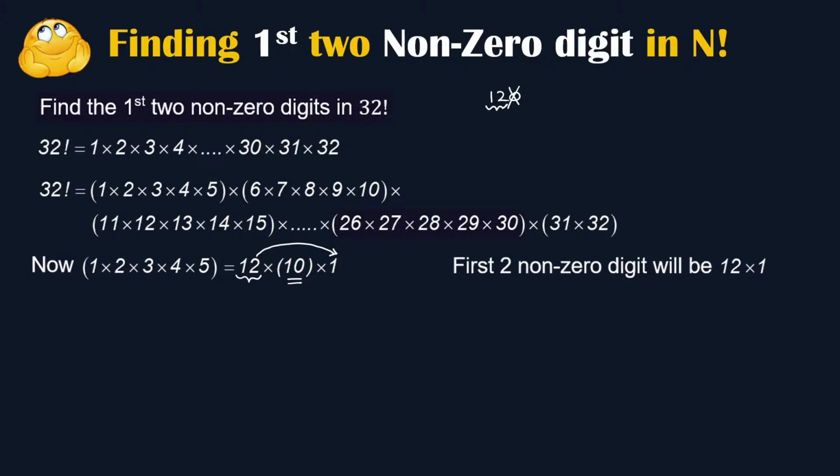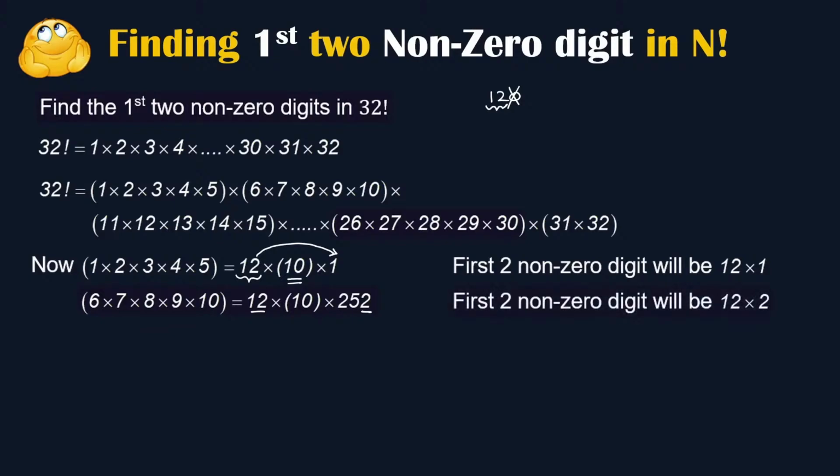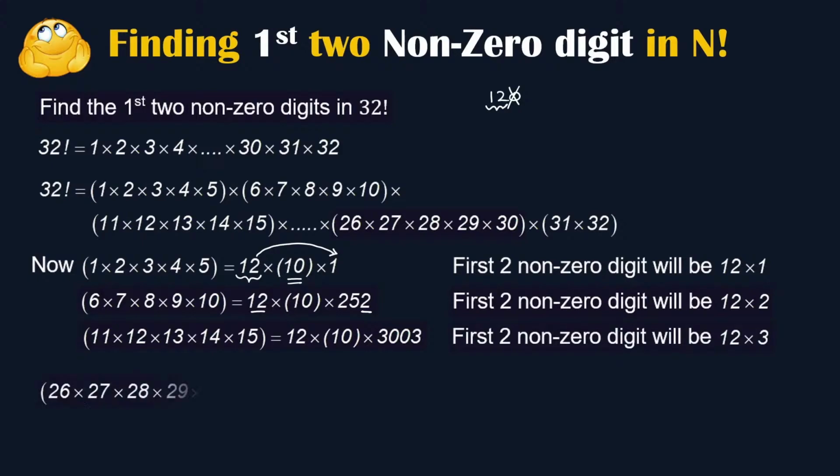Same thing with the second bracket, 6 into 7 into 8 into 9 into 10. The first two non-zero digits will come when this 12 is multiplied with this 2. So we are writing here that the first two non-zero digits will be 12 into 2. Is it clear? Now again take the third bracket. I hope you have understood, the first two non-zero digits will come from 12 into 3. And the last one is 12 into 10 into 1, 4, 2, 5, 0, 6. So the first two non-zero digits will come from 12 into 6.